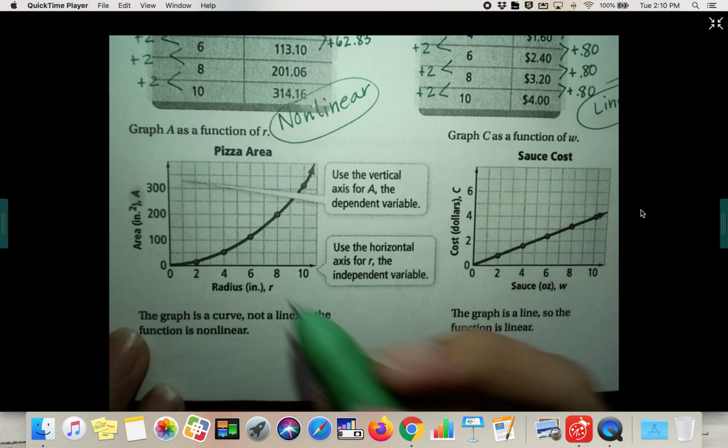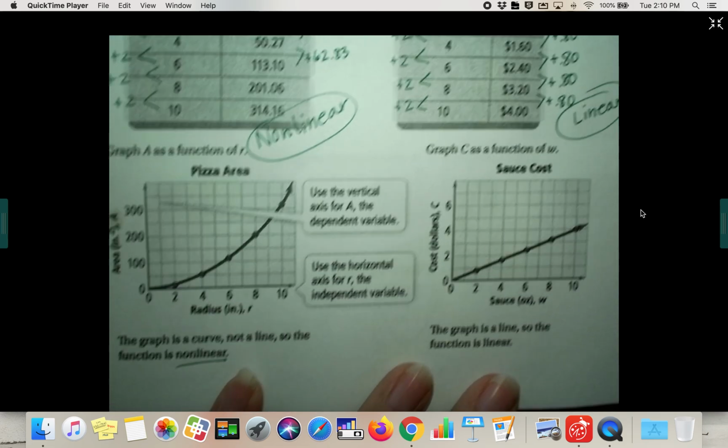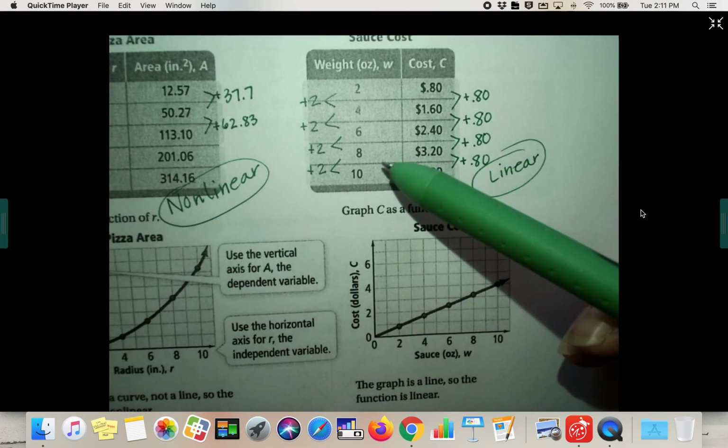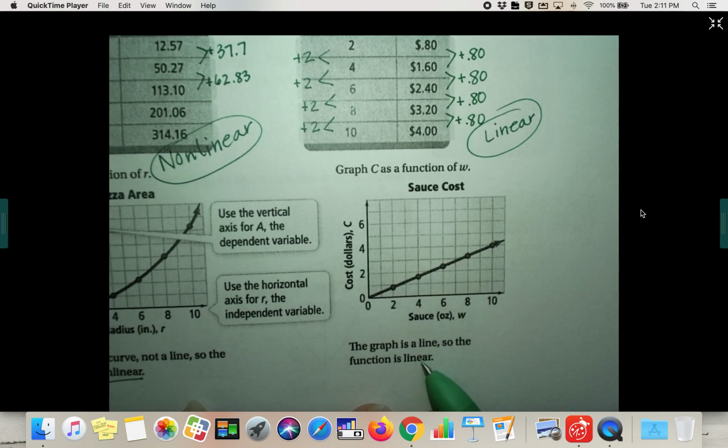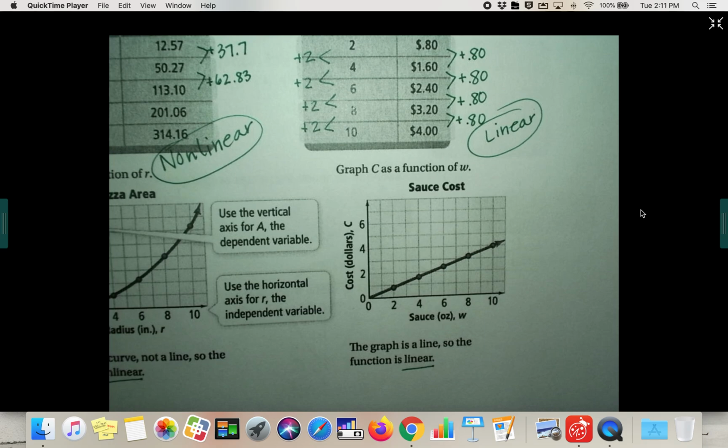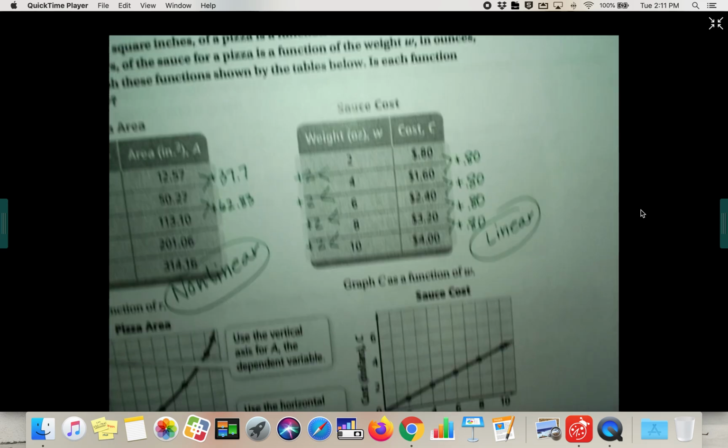So it is nonlinear. All right, and then with the pizza sauce cost, they actually took the table and turned it into a graph. And as you can see, each dot connects in a straight line, which makes it linear. Okay, let's turn it over to the back.